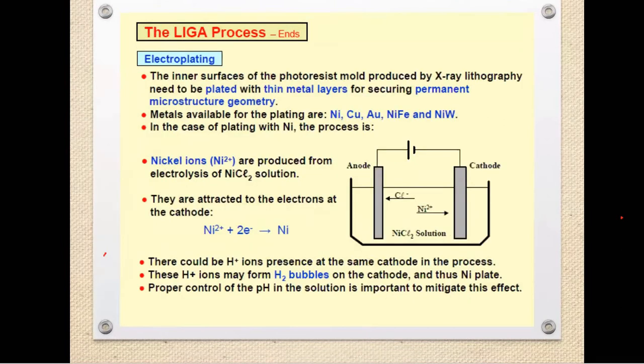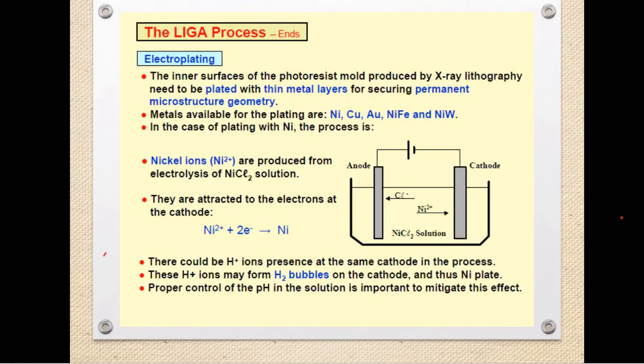So there is the electroplating step in the LIGA process. We will discuss what electroplating is and how we are going to form the electroplate on the photoresist material. Electroplating is the most important step in the LIGA process. It is the electroforming of metal films onto the surface of the cavities in the photoresist after X-ray lithography is performed.